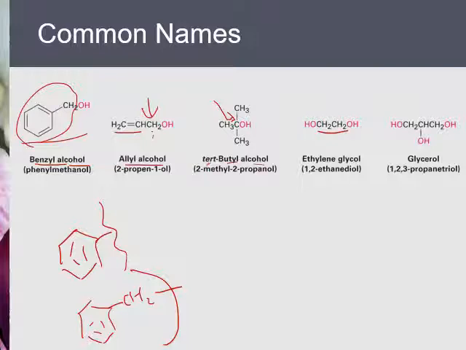Ethyl group with 2 hydroxy groups is called ethylene glycol. Ethylene glycol is used as an antifreeze in cars. Propyl with 3 hydroxy groups is called glycerol. Glycerol has a sweet taste and is used as a sweetener in the food industry.